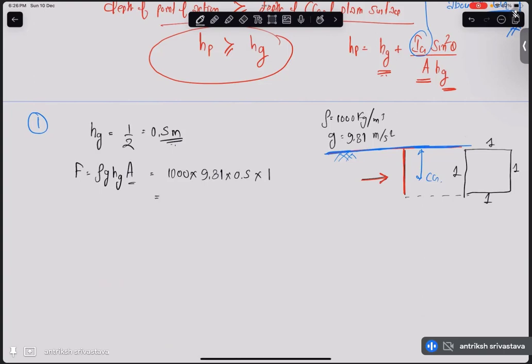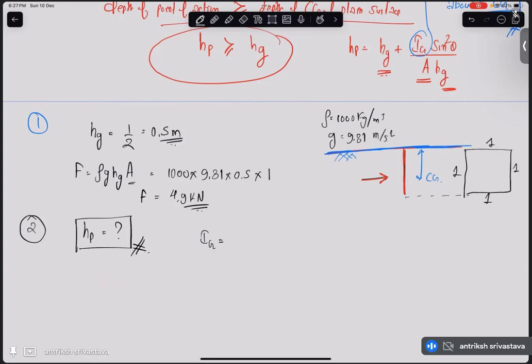So let's calculate this. 9.81 into 500, 4.9 kilonewton. Right? This is going to be your force. All right. Second question is, what is HP? It is the point of action of this horizontal force. So let's calculate that. For that, we need Ig.